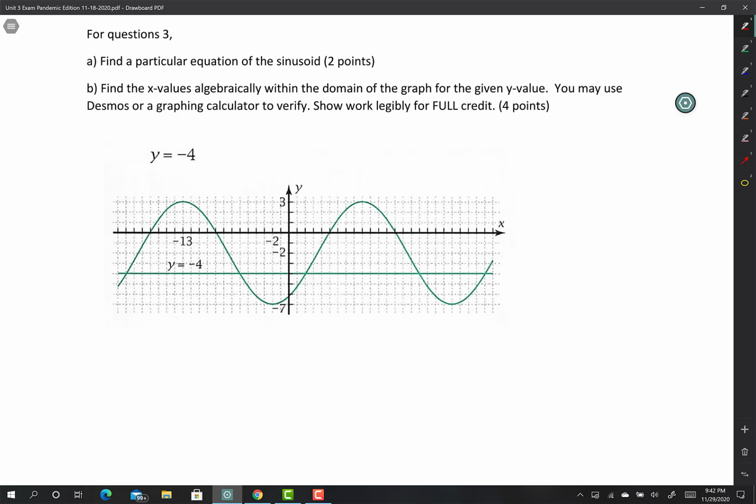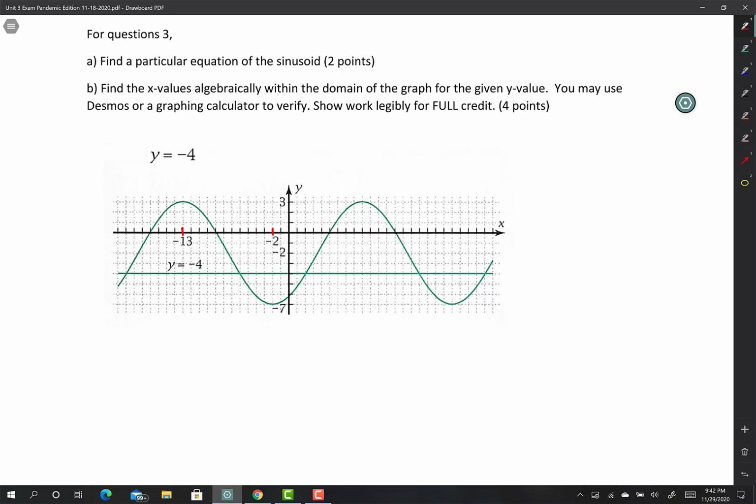All right. Question 3. Find a particular equation for the sinusoid. All right, so let's do that first. I have a max at -13. I have a min at -2. A lot of you gave me a negative vertical dilation, which is fine. I just thought it was a little odd, but that was fine. I don't know. Maybe there's an app that puts negative vertical dilation all the time.